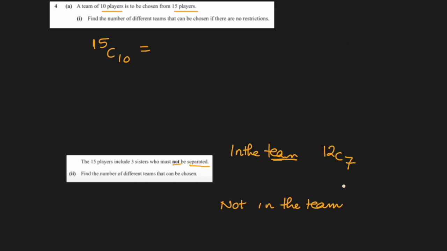That is the one. Plus not in the team. That means they are already out. So we have to select all 10 from the remaining 12. Just add these and we'll get our answers. Let me evaluate this, this and this, all 3 together.